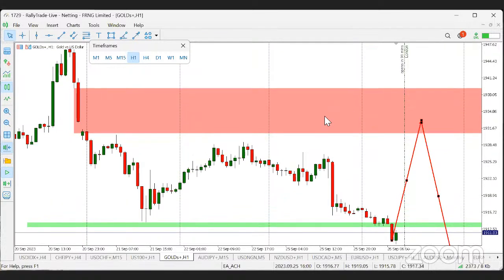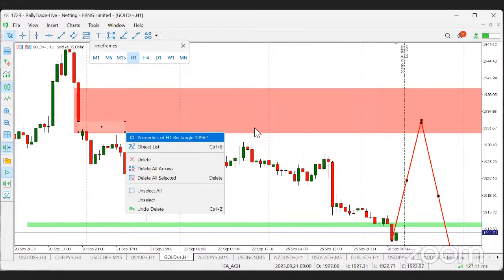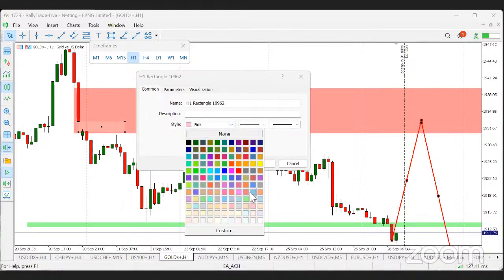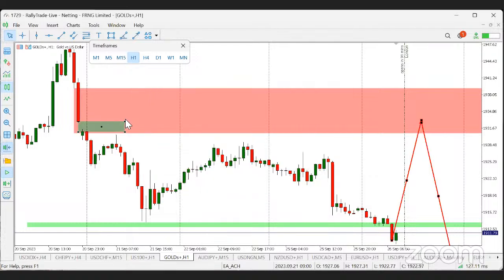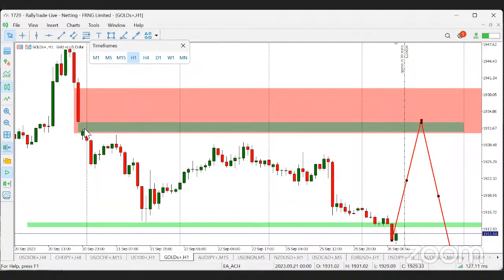Now, why this particular region? If you look closely, you will notice that we have something like a gap in the market at this region. Gaps are also referred to as liquidity points, which the market is always attracted to. Most times, once you see a gap like this, have it at the back of your mind that the market is usually attracted to that particular gap.